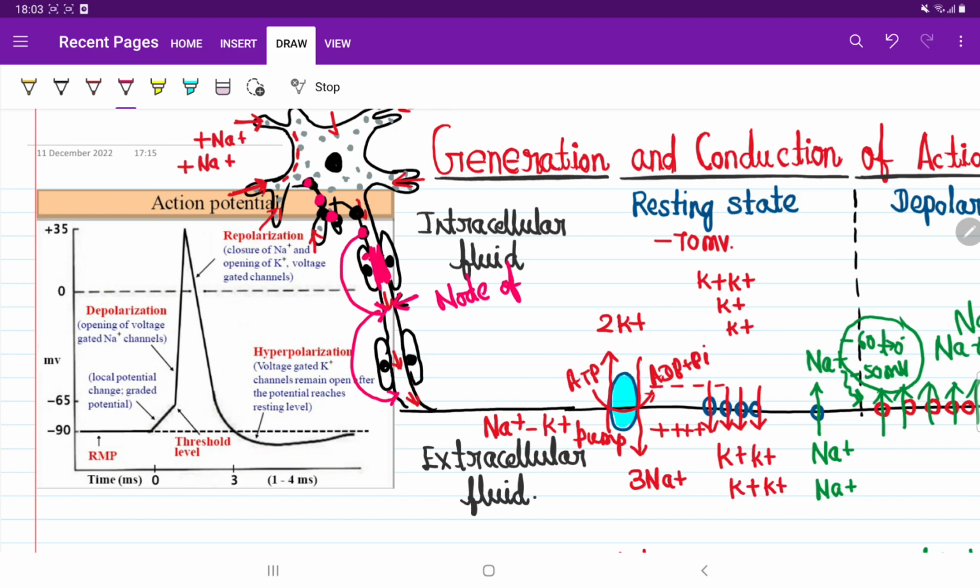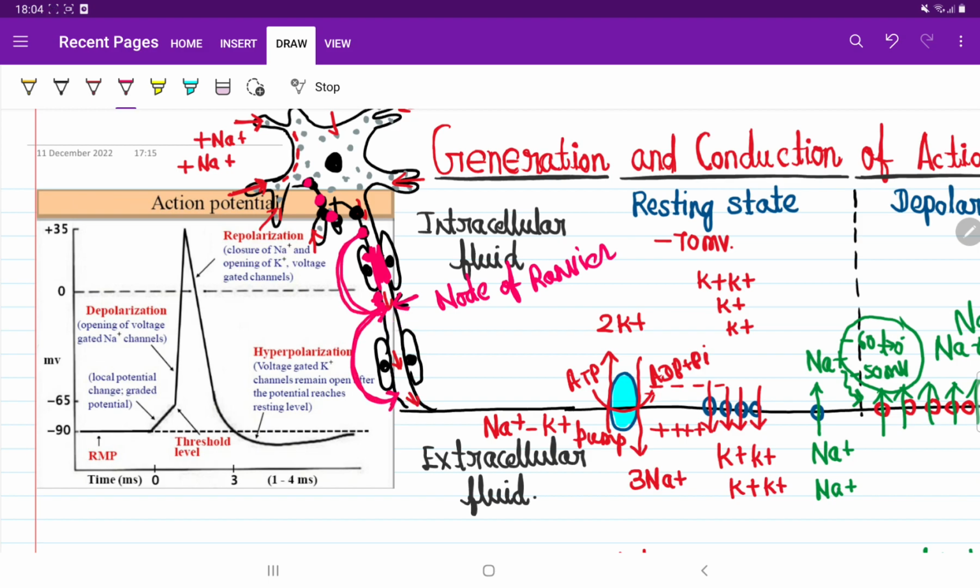The reason is that the sodium ion voltage gated channel and potassium ion voltage gated channel are not present in this myelinated region. They are present only in the node of Ranvier, meaning the region where the myelin sheath is not present, right? So only there can the exchange of ions happen, and only there will the nerve impulse be generated. That's why the nerve impulse keeps jumping from one node of Ranvier to another node of Ranvier.